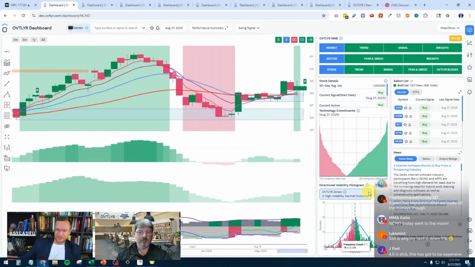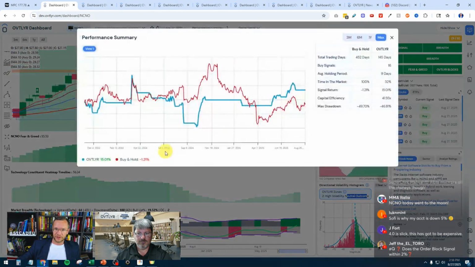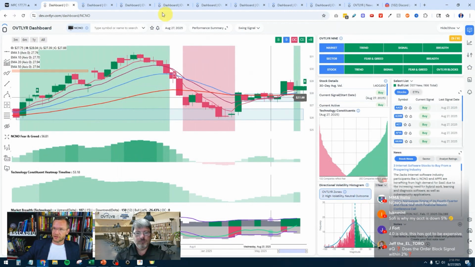Oh, outlier zones. We didn't talk about that. So this actually factors into the buy and sell signals now, Joe. What is an outlier zone? This is really cool. If you click it, this is a number 2, high volatility with neutral outcome. So your volatility could be low, medium, or high, and the outcome, meaning the outlier return, negative, neutral, to positive. This one has neutral outcome with high volatility. If we look at performance summary, 15%. It's still positive, but it's not up bigly. High volatility, neutral outcome. Oh, interesting.